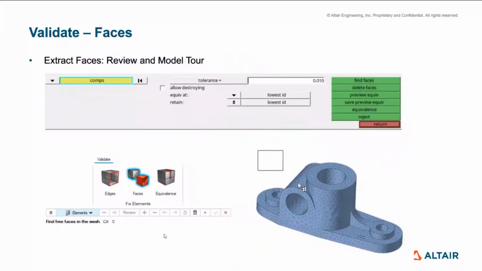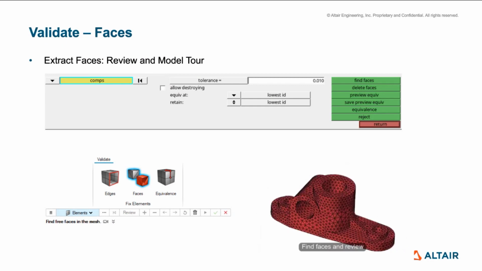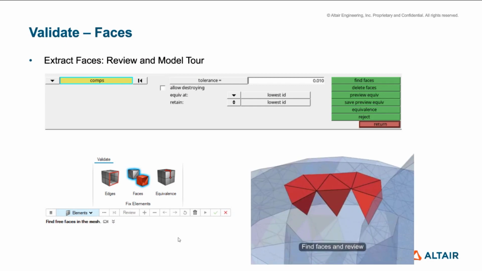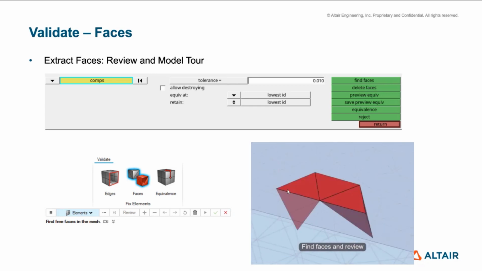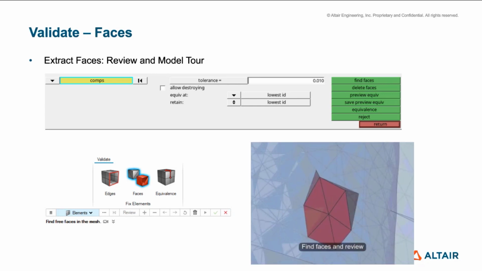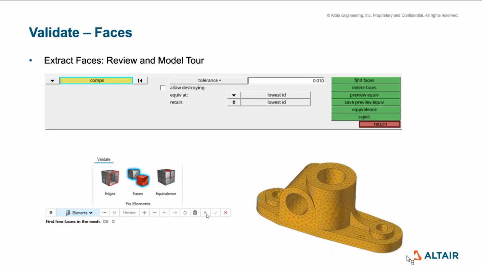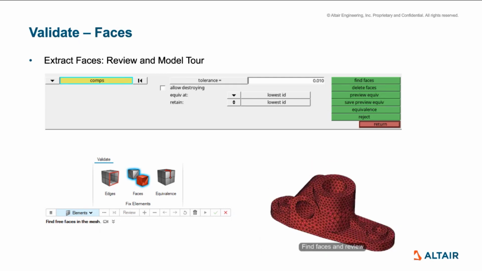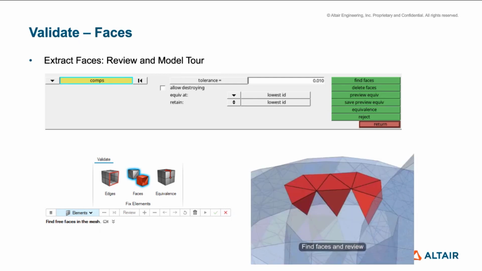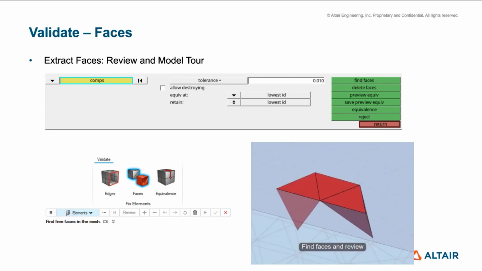Now the same exact thing has also been done for the faces context. As you can see, you can extract faces just visually. You can review them. You can also find attached or adjacent elements to those. And you can click on the play button to actually create a face component. Again, that will be migrated under the relevant part.